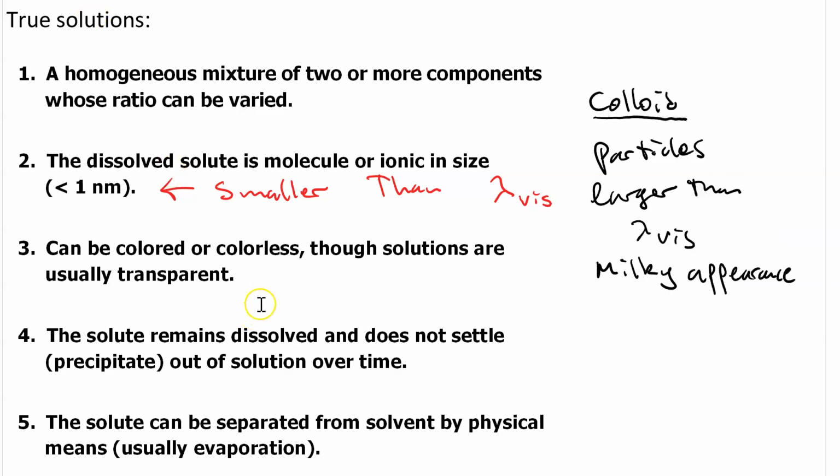Solutions can be colored or colorless. Solutions usually allow light through unless the concentration is very, very high and they have some color. Another thing is the solute does not precipitate over time, and the solution can be separated from the solvent by physical means. Evaporation is one example. If you have something that looks homogeneous but then settles over time, that's just called a suspension. So a colloid is in between a solution and a suspension. An example of a suspension is, if you've ever done any ceramics, the mixture of clay and water. If you let it sit for a while, the clay all settles to the bottom.